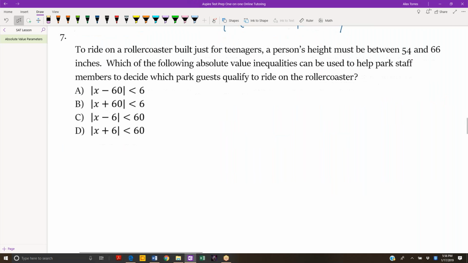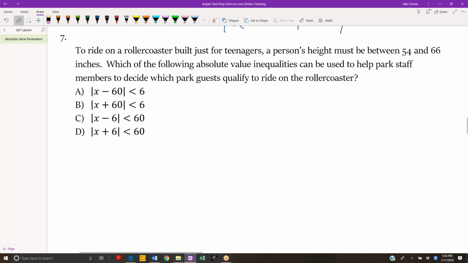Looking at the next problem here. So a height is between 54 and 66. So what's the middle number? It's the average of 54 and 66. It's what you would get by adding them and then dividing by 2, and you get 60.